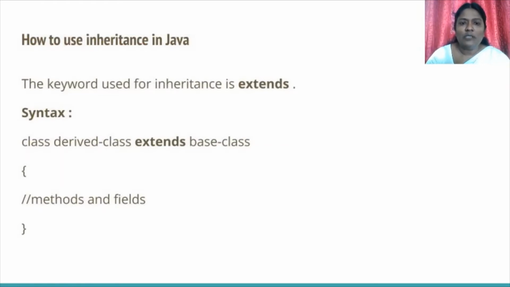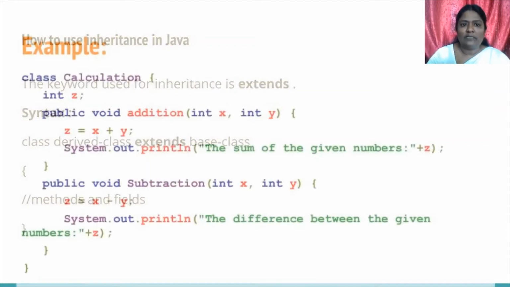Let us see an example of how to use inheritance in Java. The keyword used for inheritance is extends. The syntax is as shown below. Class, that is the keyword, then derived class name, extends, again a keyword, and the base class name. Within the body of the class, you have the methods and fields of the derived class.